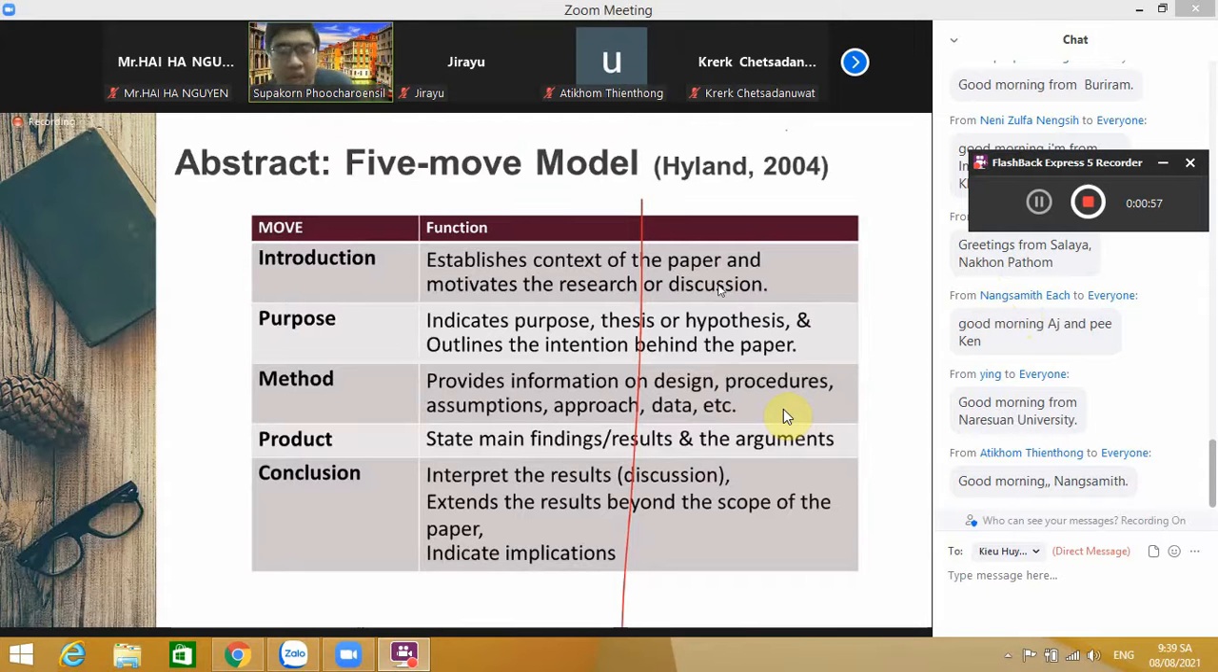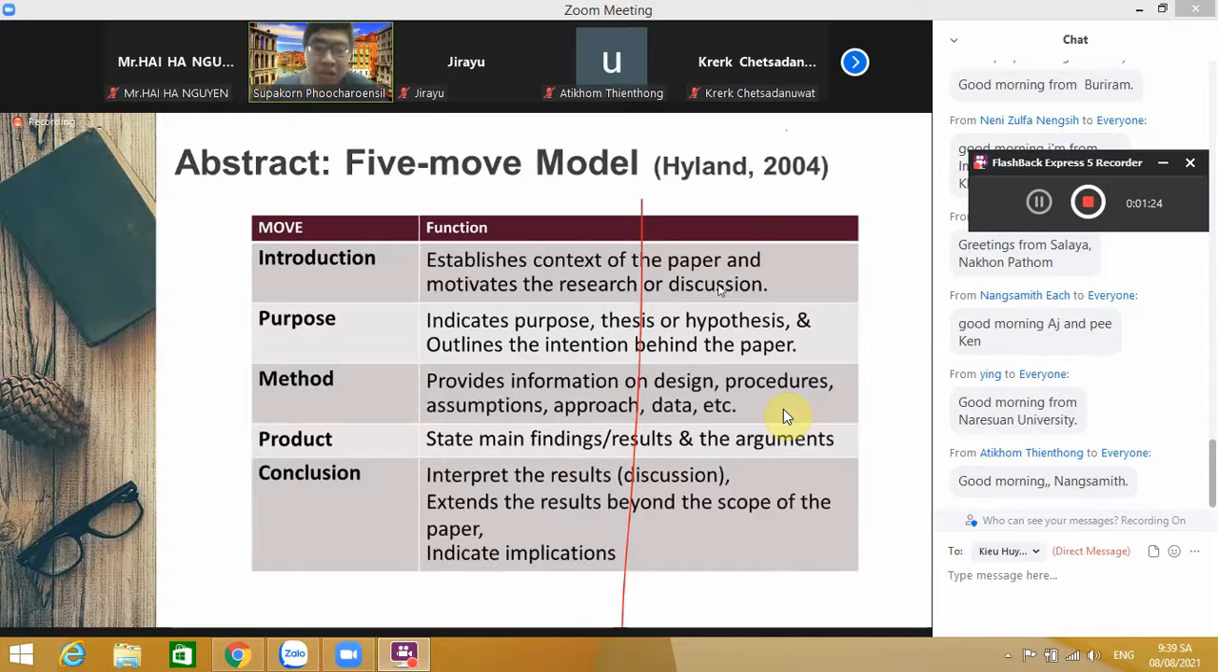So in the abstract, if you want to write a very effective abstract, you should have an introduction that establishes the context of the paper and motivates the research or discussion, or tells the readers why you want to do this topic, right? And purpose. What's the purpose of your research? You can outline the intention behind the paper. And this is very important, the third one, right?